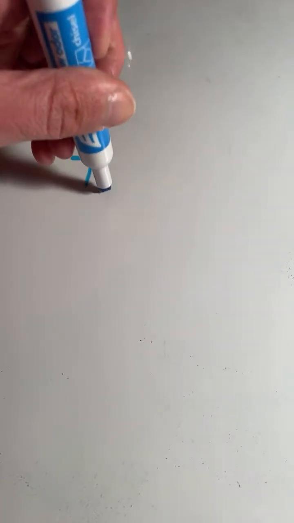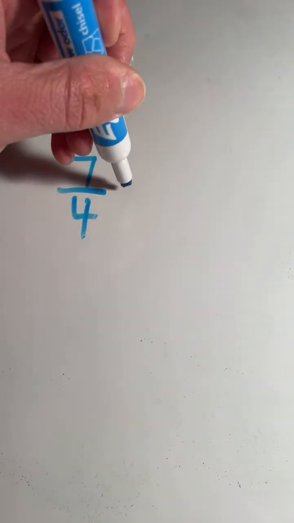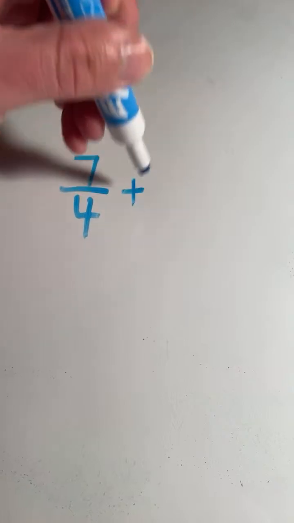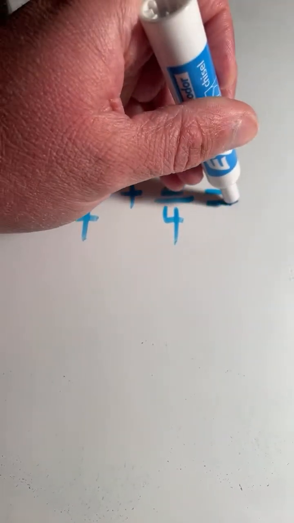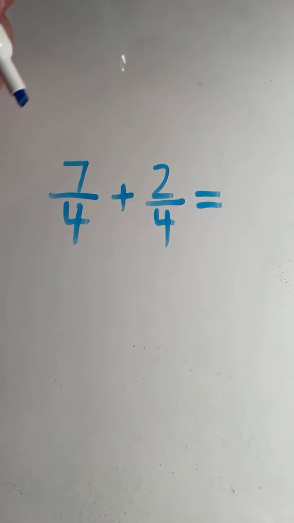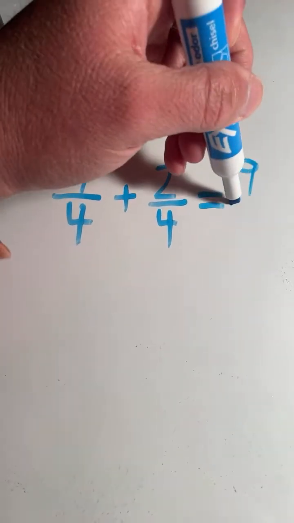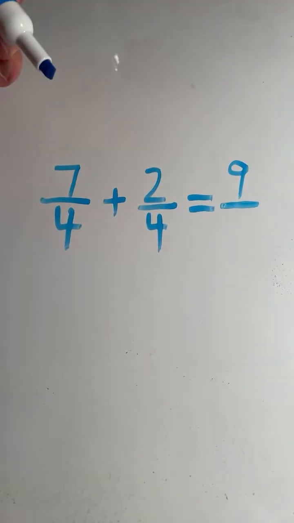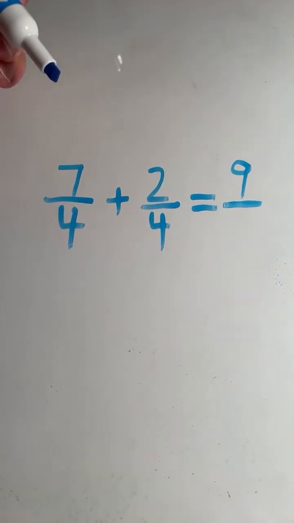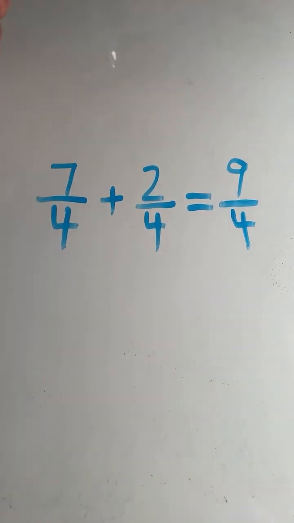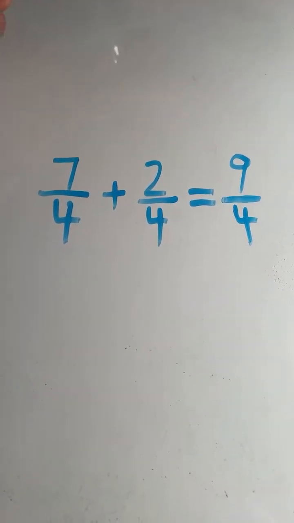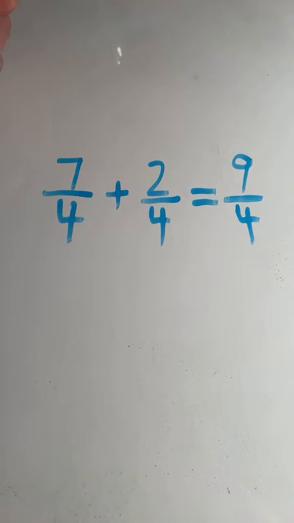All right, final set of fractions. And even with improper fractions, the steps are still the same. Step 1, we add our numerators. 7 plus 2 equals 9. And we keep our denominator the same. 7/4 plus 2/4 equals 9/4. Steps don't change even when the top number is bigger.